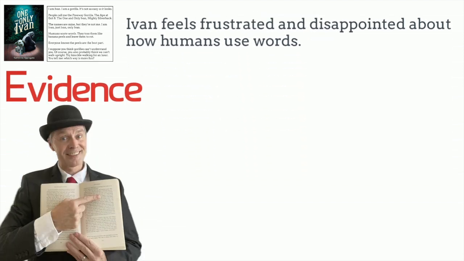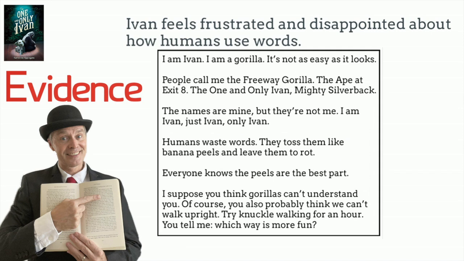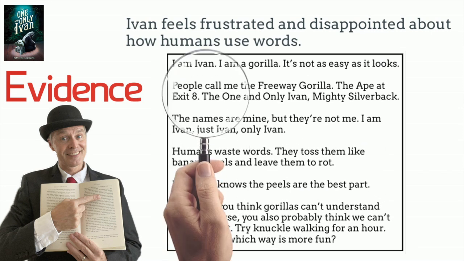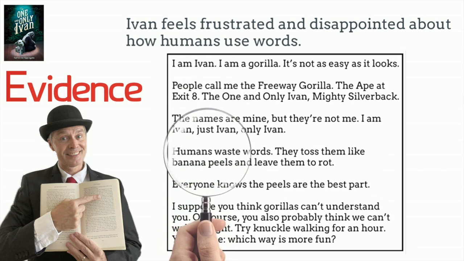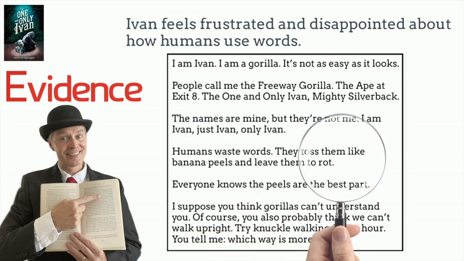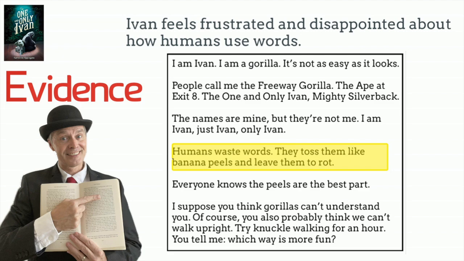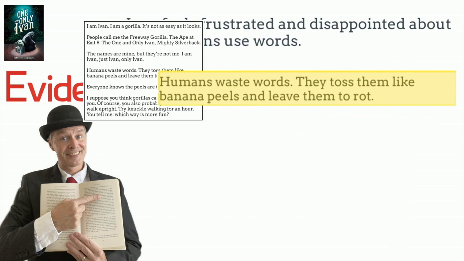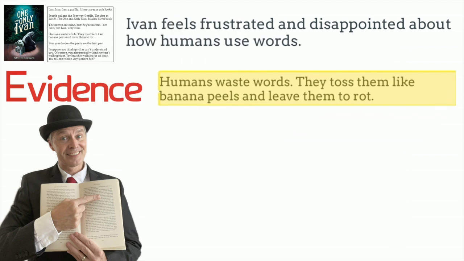Evidence. Now I've made my point, I now need to support this with some evidence from the text. I need to find something that's been written that shows Ivan is frustrated and disappointed by how humans use words. How about this part? 'Humans waste words. They toss them like banana peels and leave them to rot.'